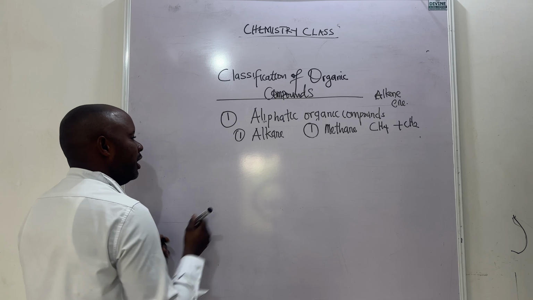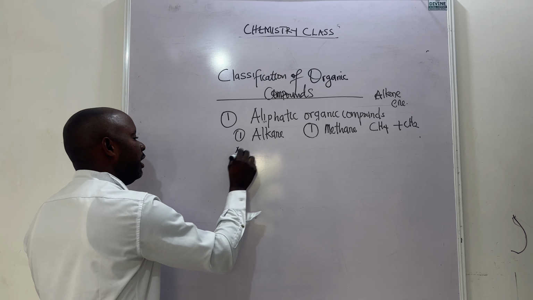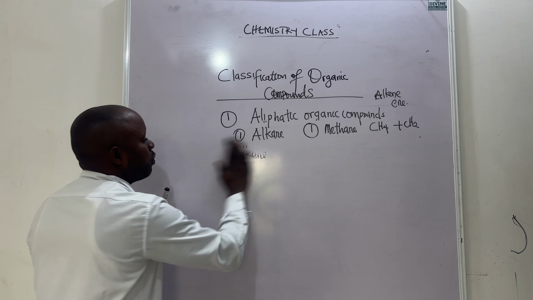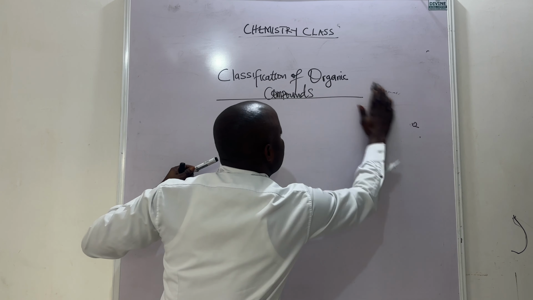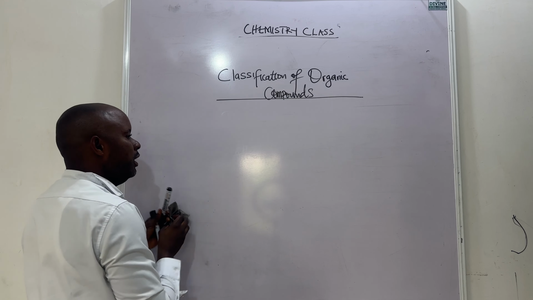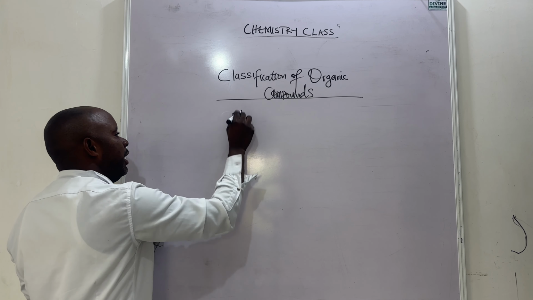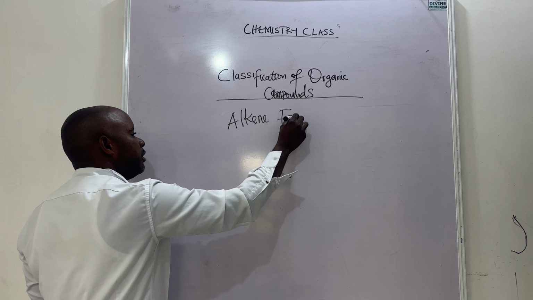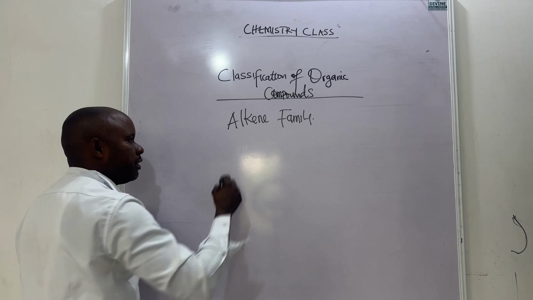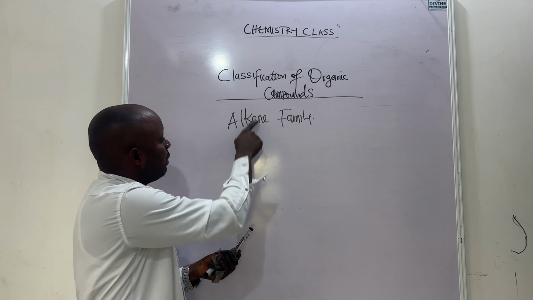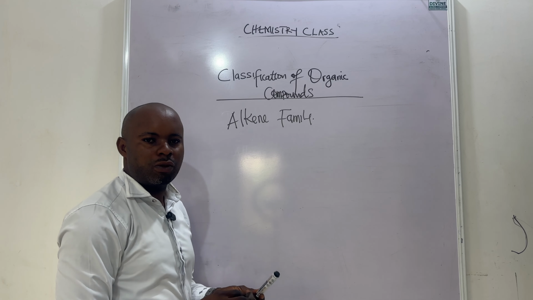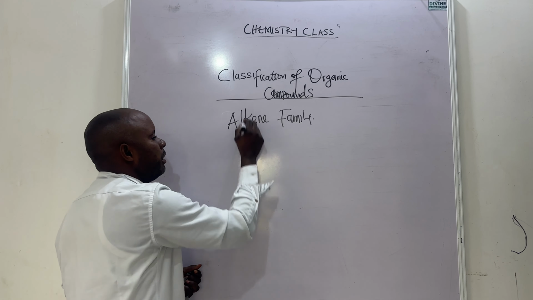Alkene family. Let's wipe this totally so that we'll have enough space. Let's talk about the alkene family. As I've said before, the alkene family is just a representation of the parent name as well. We say the ending is changed.